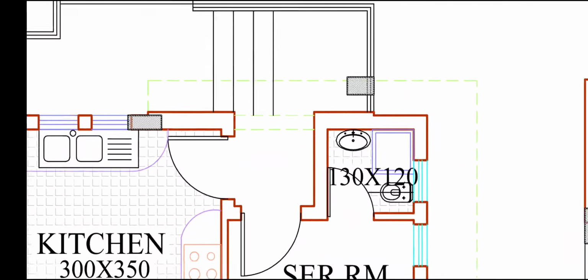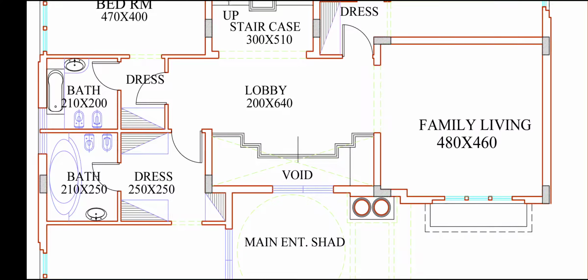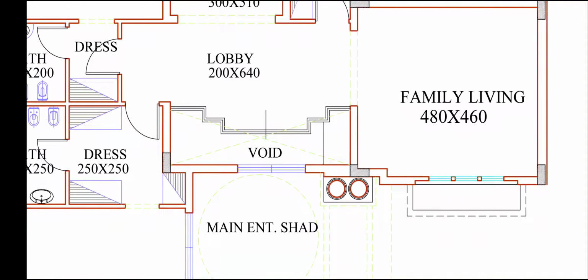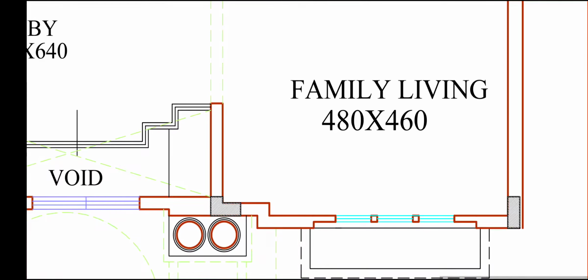And now we are on the first floor. The first floor lobby is 200 by 640. This is a wide lobby, and family living is 480 by 460. This has 3 divisions, and this bedroom is 450 by 400. And this dress area is 200 by 240, with a common bathroom.